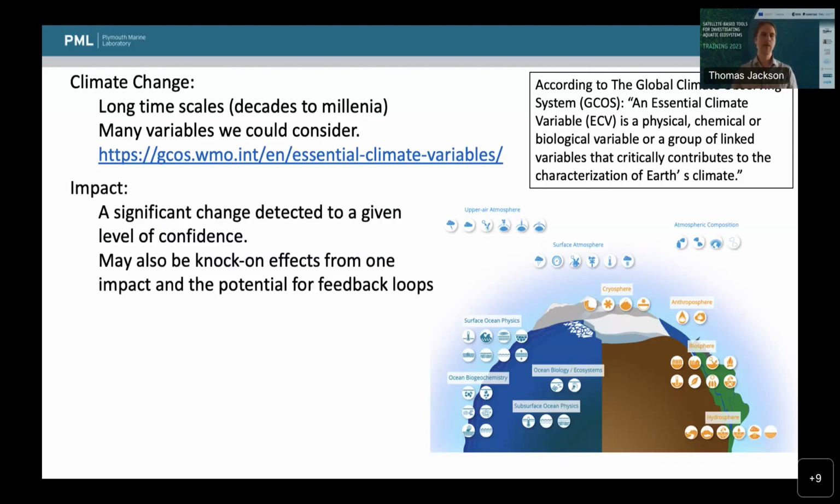So impact. When we talk about impact, normally we're talking about a change that is detected with a given level of confidence. So if we see a change and we can say we are 95% confident that this change is not just an aberration of noise or anomalies, this is a significant trend or shift. And also, when we say impact, you might have one primary impact, but you could also have knock-on effects and feedback loops. So we have to think about those when we talk about the climate system.